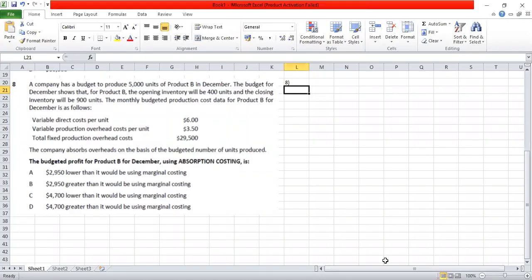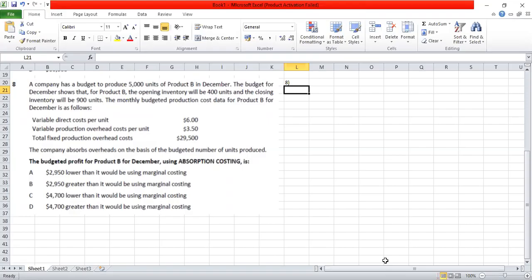The options which are given are in comparison with the marginal costing. They are not straight away asking what is the profit. Profit can be calculated as the sale value plus the closing stock value minus the opening stock value and the production value when these are deducted. In this question, we do not have the selling price per unit. So sales value cannot be calculated. Production value also cannot be calculated.